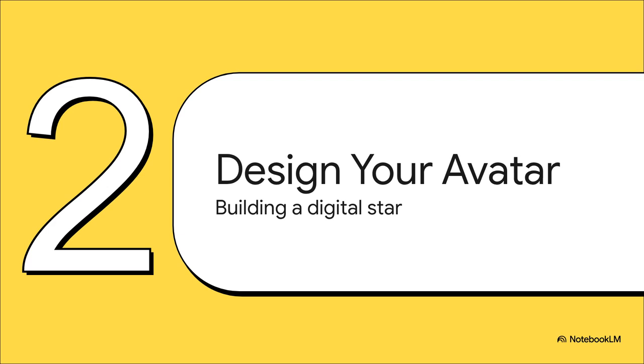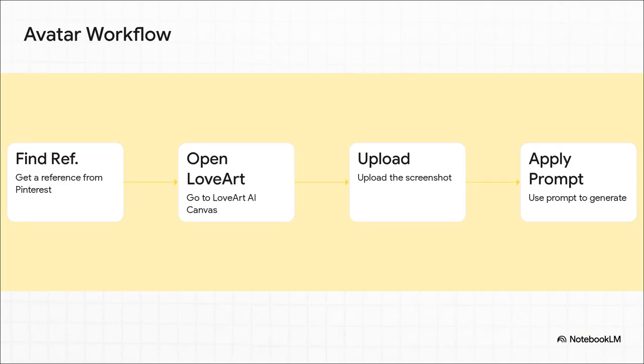All right, Section 2, designing your AI avatar. So how do we actually build our digital star? It's a really simple 4-step visual workflow. Step 1, find a Pinterest reference that fits the exact vibe you want and grab a screenshot. Step 2, open up the LoveArt AI canvas. Step 3, upload that screenshot directly into your workspace. And step 4, apply a specific text prompt to tell the AI exactly how to adapt your reference into a totally unique influencer.